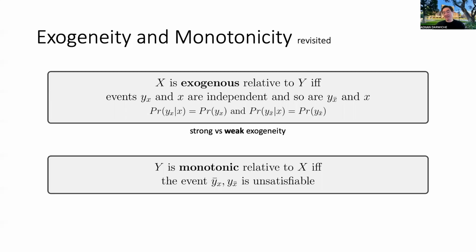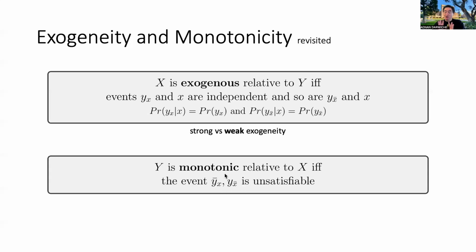The other one is monotonicity. That's simpler to state, and earlier I gave you an intuition behind it. Y is monotonic relative to X if the following is impossible. What does this say? That if you set X to true, Y becomes false, but if you set X to false, Y becomes true. This event is unsatisfiable. No world satisfies that.